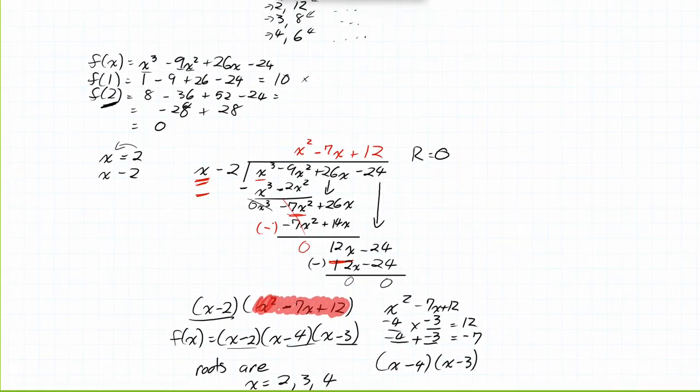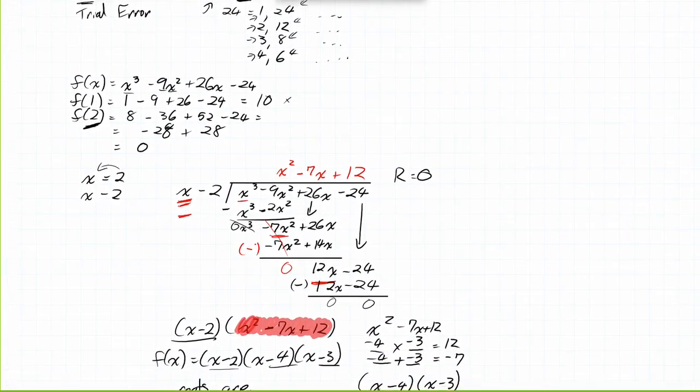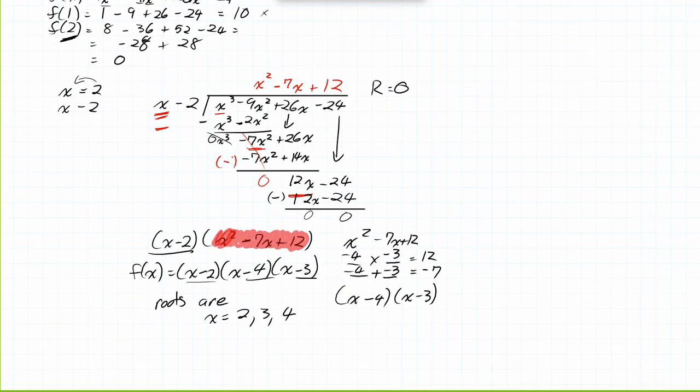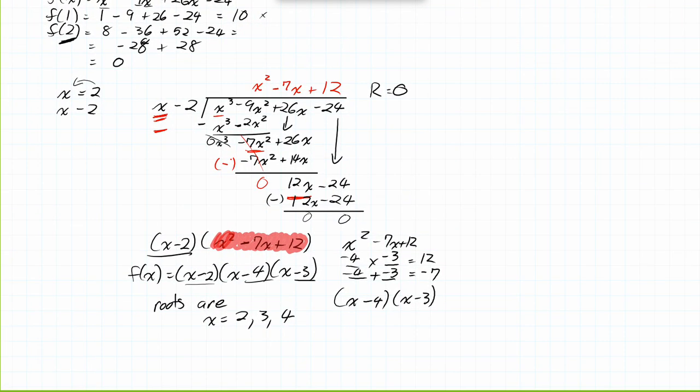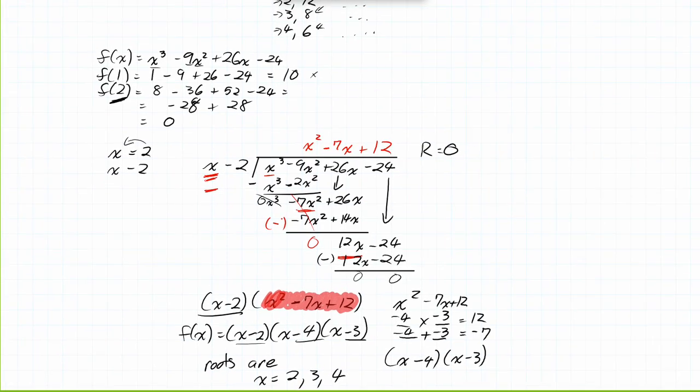So a bit of work. We had to do a little trial and error. Once we found a factor, we tested it. We put it through polynomial long division. Once we did that, we ended up with a new one where we had a quadratic. We used some product sum factoring, and we were able to find our x values as 2, 3, and 4 in this case.